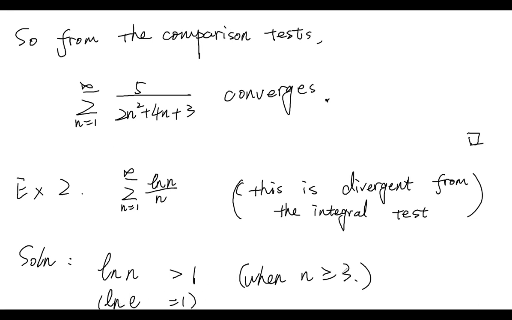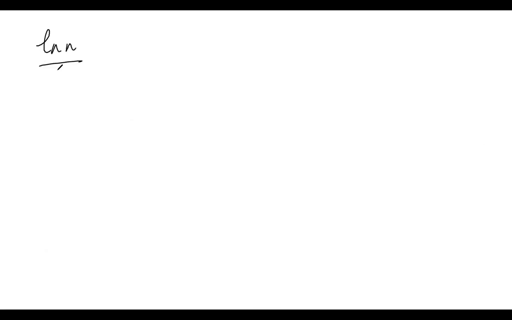So for any number that's greater than e, the natural log of that number is greater than 1. And because 3 is greater than e, natural log of n is greater than 1 when n is greater than or equal to 3. I add equal here because we only consider the positive integers in the series. And from this result, we have natural log of n divided by n is greater than 1 over n when n is greater than or equal to 3.